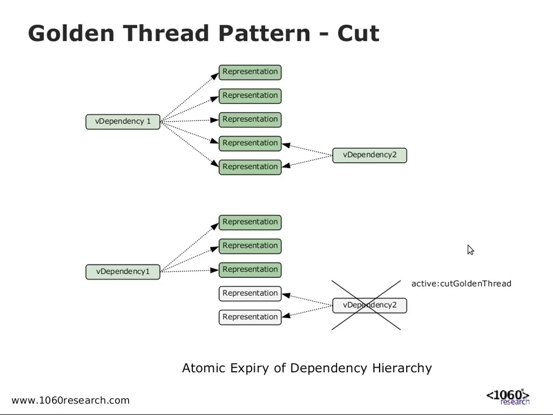If some state change in our system is programmatically required, we can issue a request to cut the golden thread associated with the appropriate subset. So here we cut the golden thread associated with dependency 2. We instantaneously and atomically expire all of those representations which depend on this golden thread dependency. Those that aren't affected continue to be served from cache.